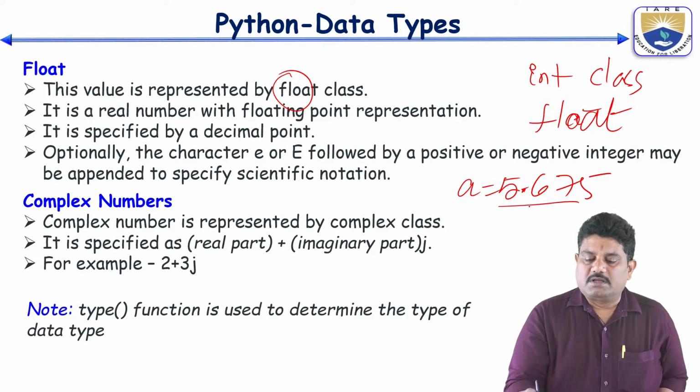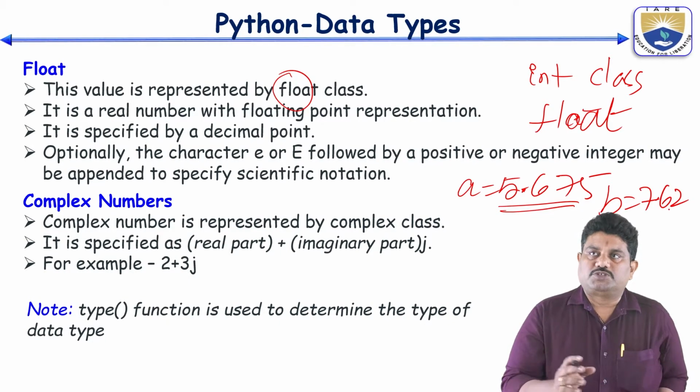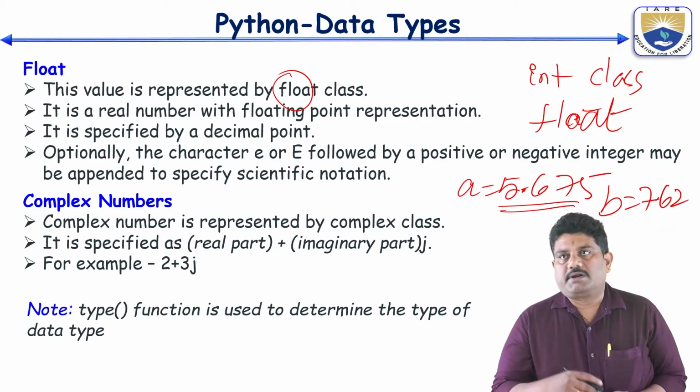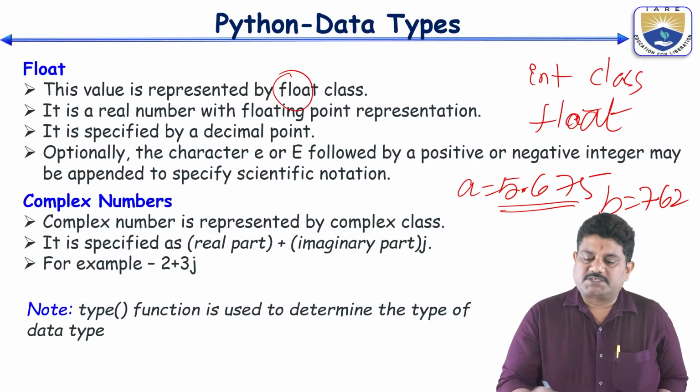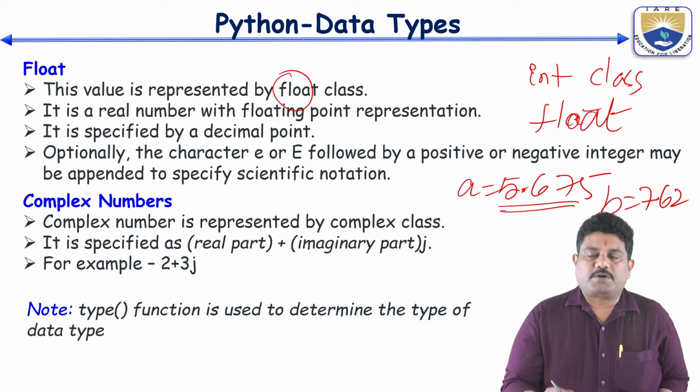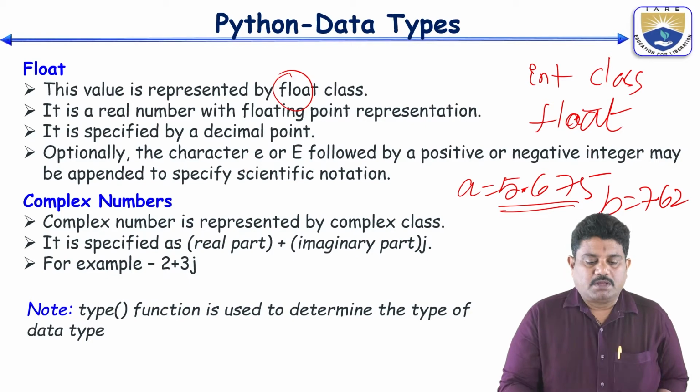5.675. This is a float value. There should be some fractions. So a equal to 5.675, b equal to 7.62, like that. There should be a decimal point and some digits after the decimal point, some fraction values. Such types of values are called floating point numbers in data types. It is specified by a decimal point.